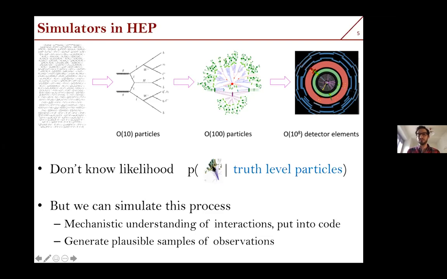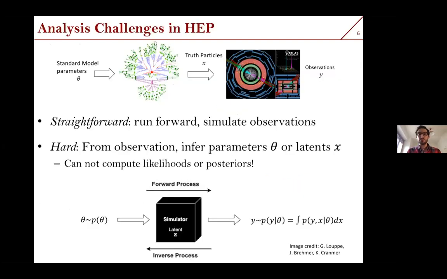We don't know what the probability of this configuration is. So this is kind of an observation of the detector. We don't know its probability. So we can simulate it. We have a mechanistic understanding of interactions. We can generate plausible samples. We can say what samples look like given these parameters, but we cannot say how likely anything is. And that turns out to put constraints on our analyses when we want to do inference.